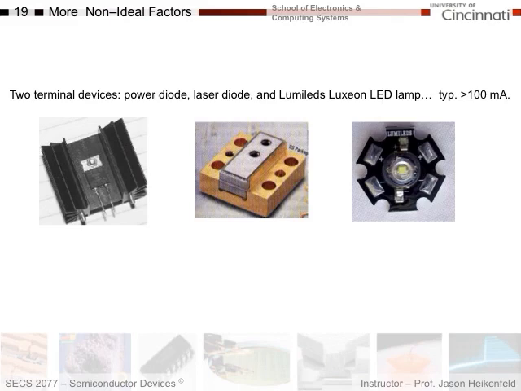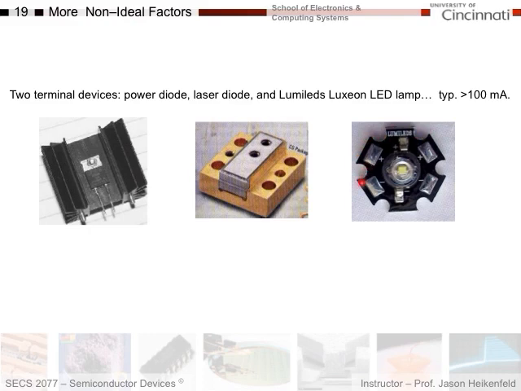Regarding power dissipation, you can see some of the non-ideal factors here. All these diodes are power diodes in one way or another, and they're attached to a huge heat sink. This is a laser diode here, so look at the size of the heat sink just attached to the laser diode. This is a white light-emitting diode, and this thing here is not just a printed circuit board to make electrical contact, but it's also acting as a heat sink.